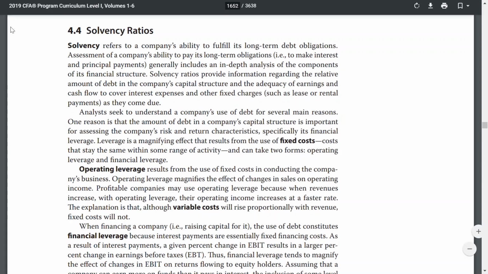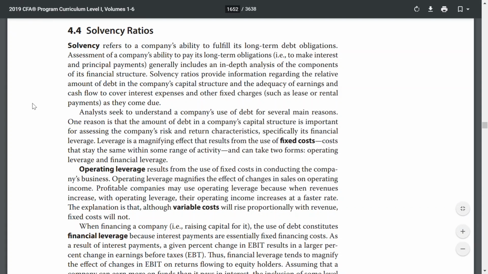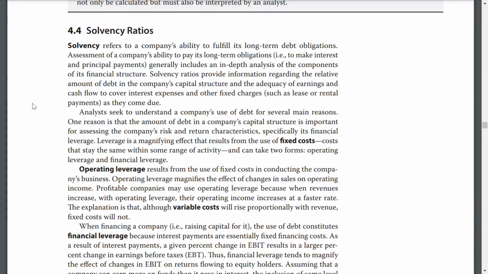Solvency ratios. Solvency refers to a company's ability to fulfill long-term debt obligations. Assessments of a company's ability to pay its long-run obligations, i.e. make interest and principal payments, generally include an in-depth analysis of the components of its financial structure. Solvency ratios provide information regarding the relative amount of debt in a company's capital structure and the adequacy of earnings and cash flows to cover interest expenses and other fixed charges.